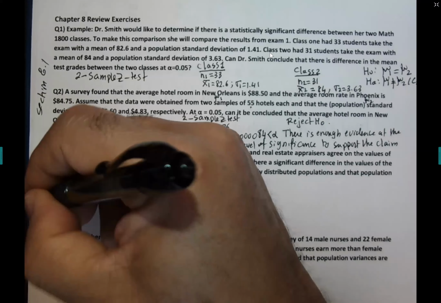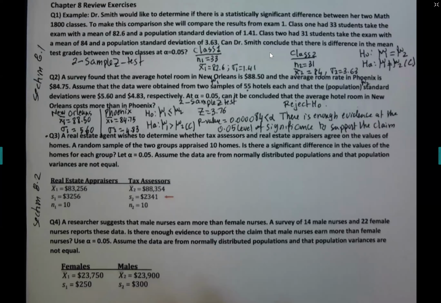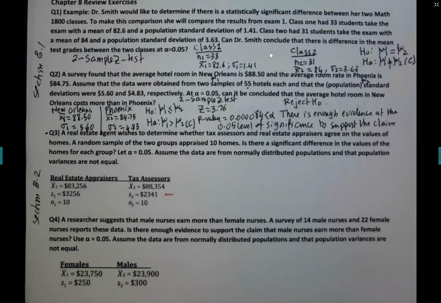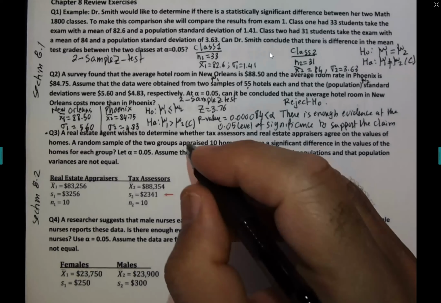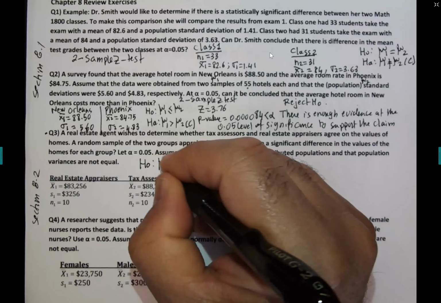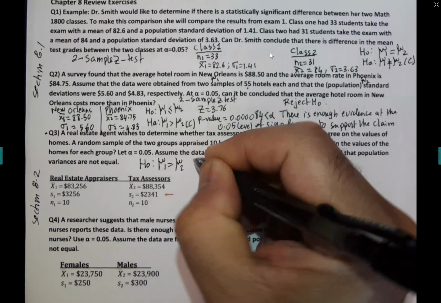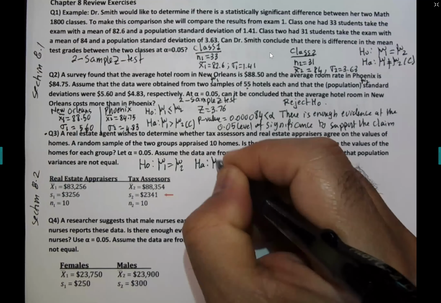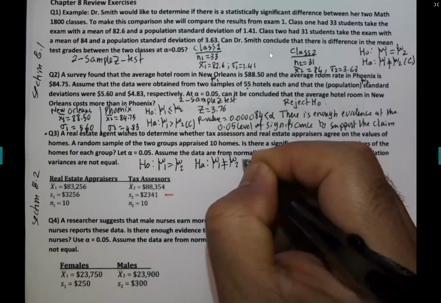All right. A real estate agent wishes to determine whether tax assessors and real estate appraisers agree on the values of homes. A random sample of the two groups appraised 10 homes. Is there a significant difference in the value of homes of each group? Okay, it's obvious. He says significant difference, so it shouldn't be hard for you guys to state the null and the alternative hypothesis. Mu1 equals mu2, and for the alternative will be mu1 not equal to mu2. And this is where the claim is.